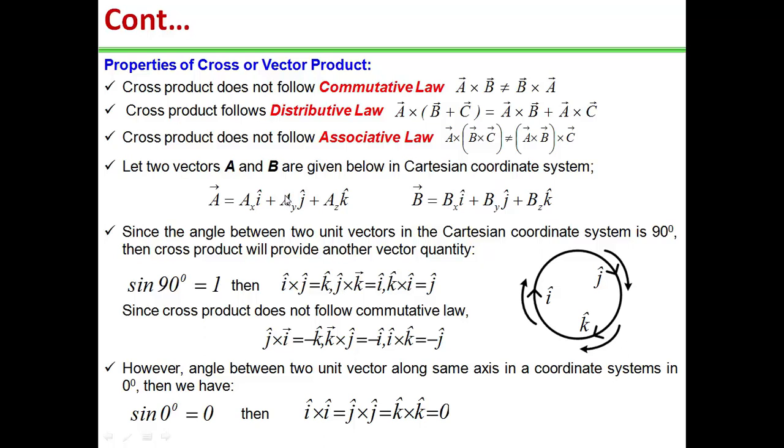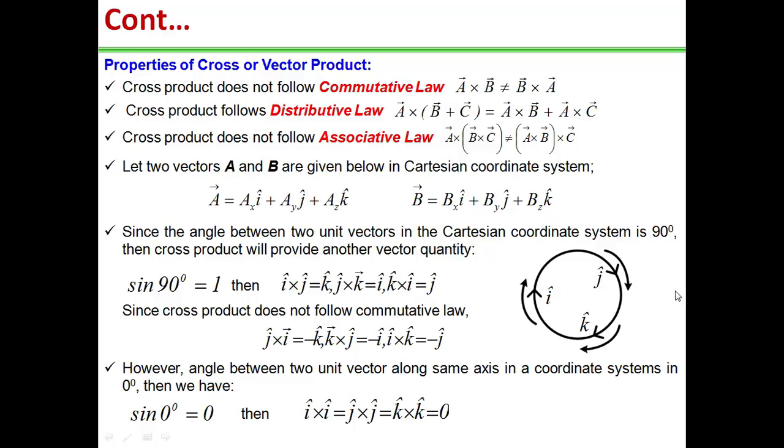Let's take two vectors A and B in the Cartesian coordinate system, which are given as A = ax i cap + ay j cap + az k cap, and vector B is given as bx i cap + by j cap + bz k cap. Since the cross product must be perpendicular to the two vectors, it must be equal to the other unit vector or the opposite of the unit vectors.